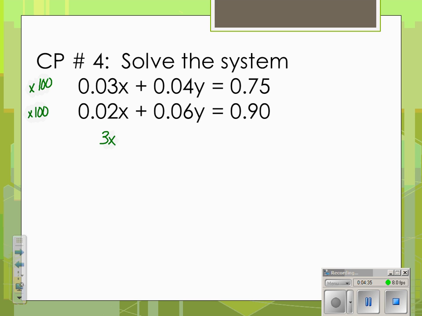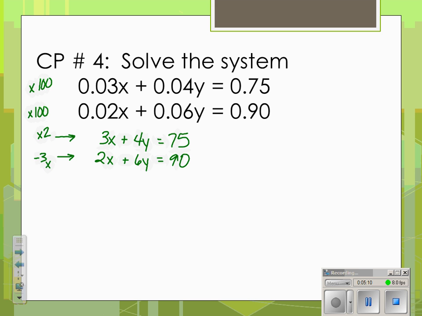So then my first equation ends up being this. My second one ends up being this. And I just find them a lot easier to work with. Now it's up to you whether you want to eliminate the x's or the y's. I'm going to go after the x's this time. So I'm going to multiply my top row by 2. That'll make a 6x there. And I'm going to multiply my other row by a -3, and that'll make a -6x there.